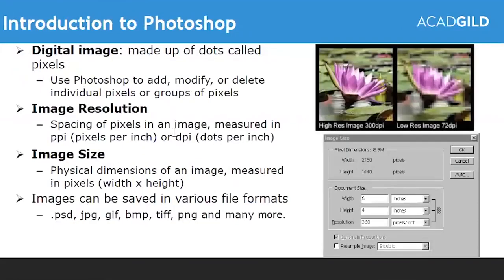So, introduction to Photoshop, digital images. Digital images are made up of dots called pixels. One term that you need to know is that all raster images are made up of tiny square dots called pixels. In this image, you can see some pixels, some square dots. This is called pixels.